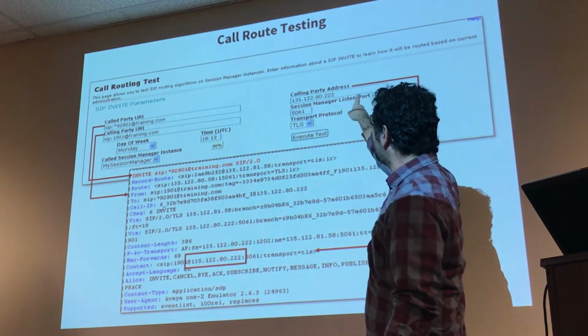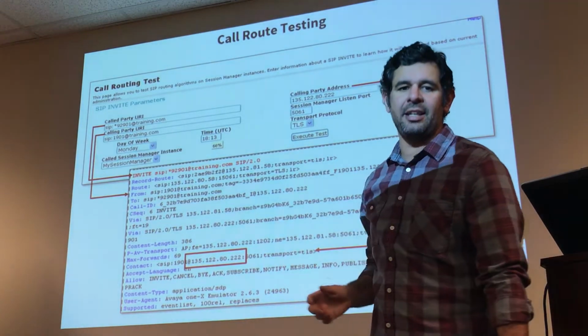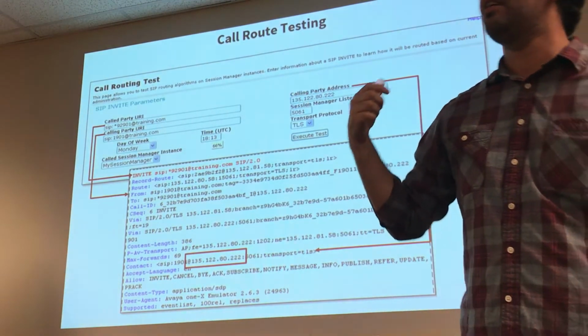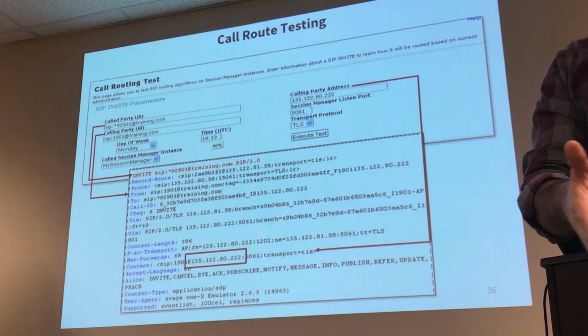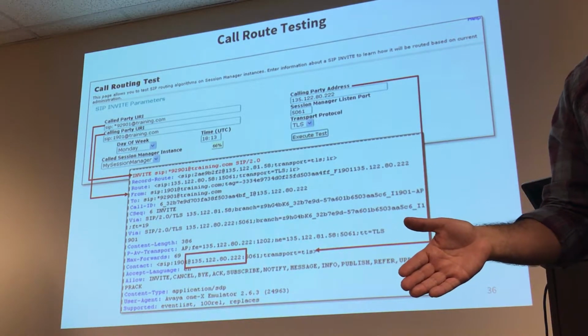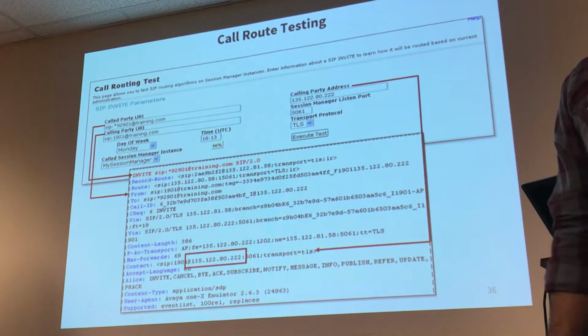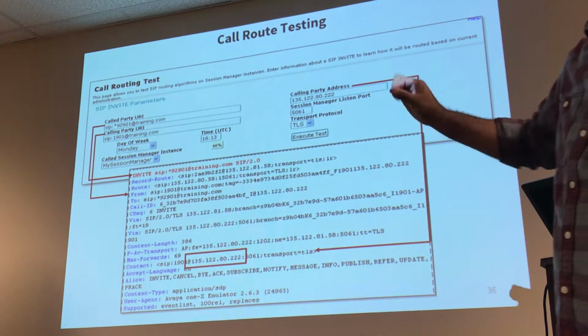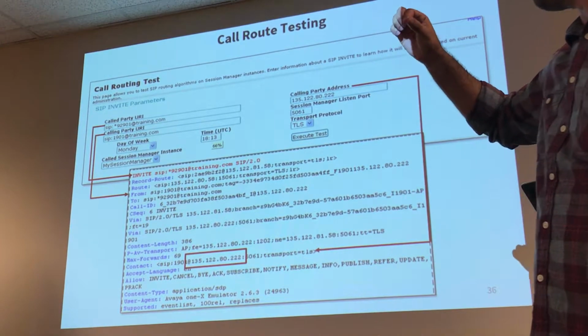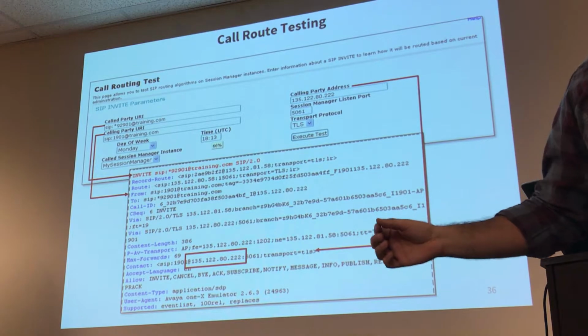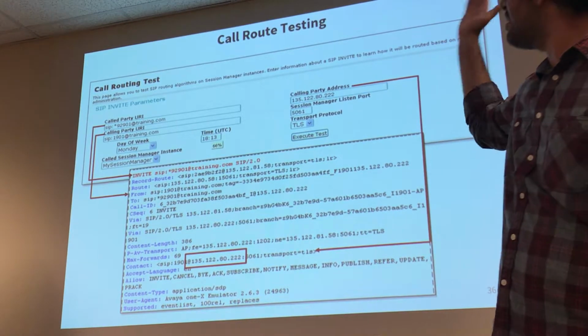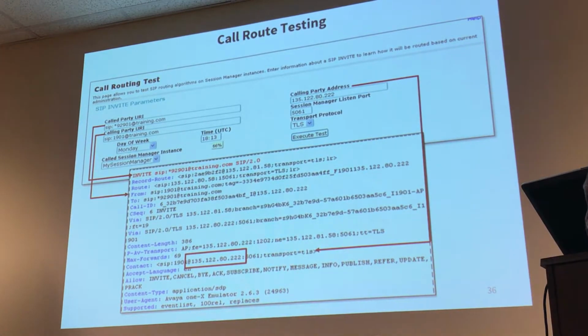Calling party address. I found that one to be misleading. I mean, you see it's an IP address. It's the IP address of the phone placing the call. Why do you think they're asking you for that IP address? It should say calling party IP address, right? It should say that, but it's an IP address. Why do you think they're asking you for that information?